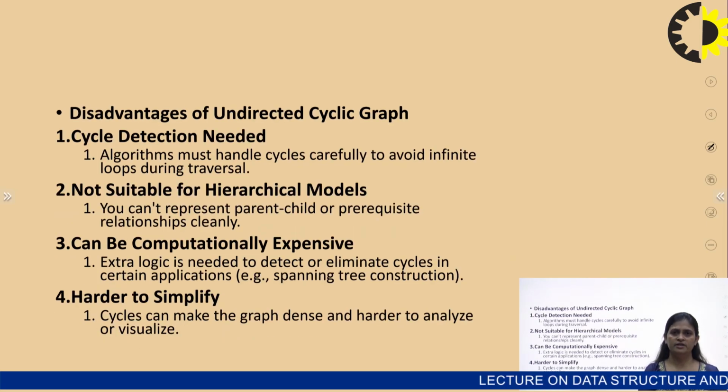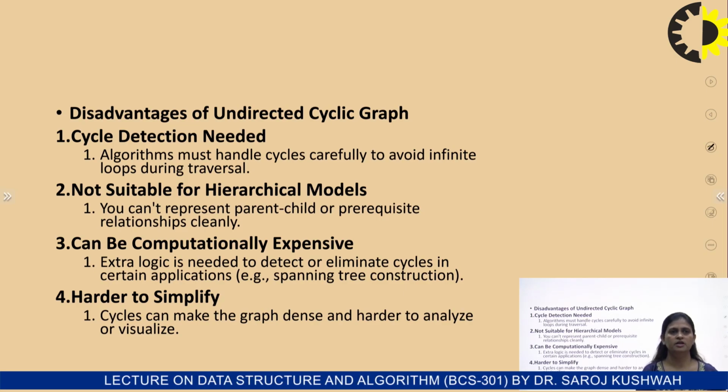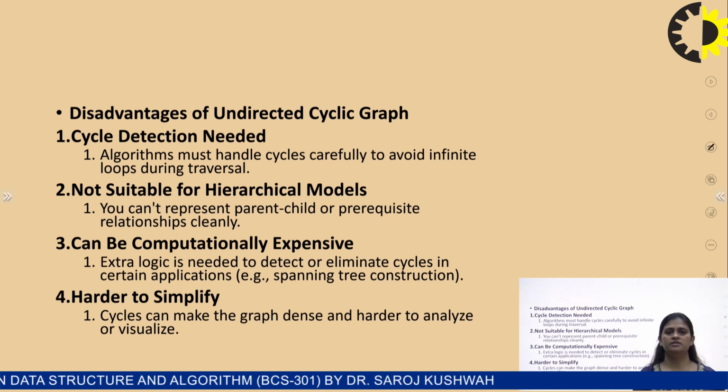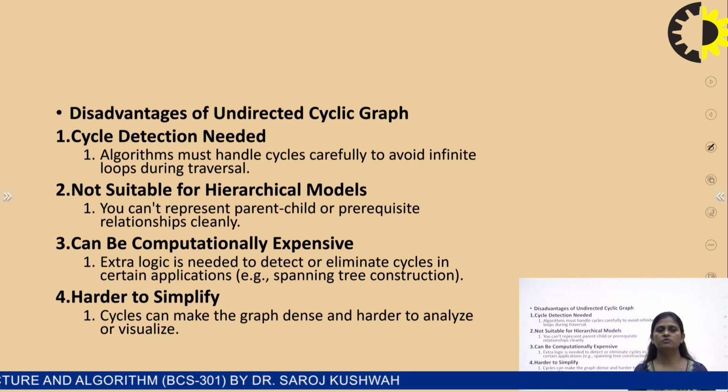Disadvantages of an undirected cyclic graph. Cycle detection is needed. Algorithms must handle cycles carefully to avoid infinite loops during traversal. The second one is that it is not suitable for hierarchical models. It means you cannot represent parent-child or prerequisite relationships cleanly.